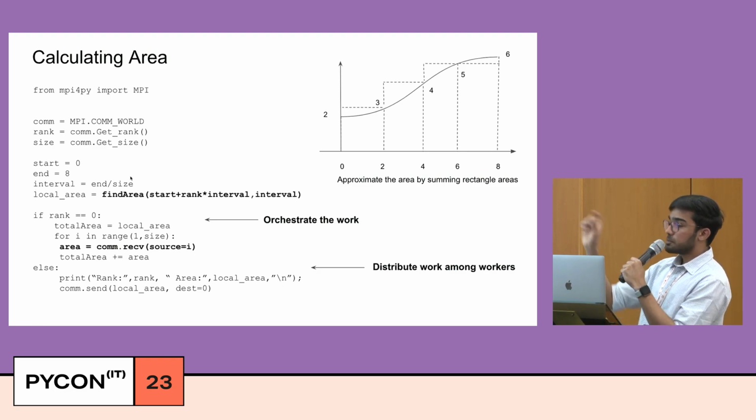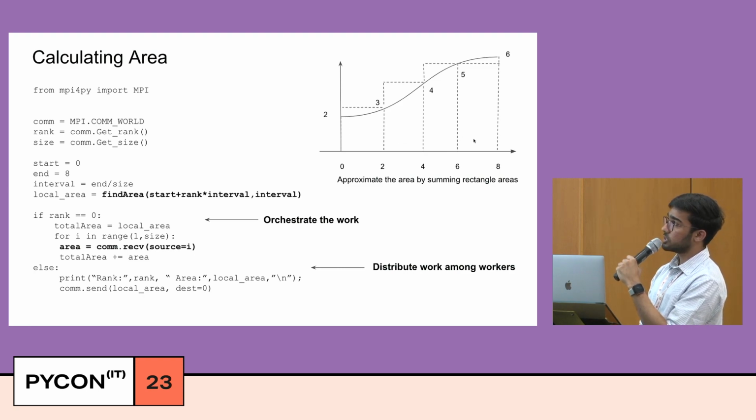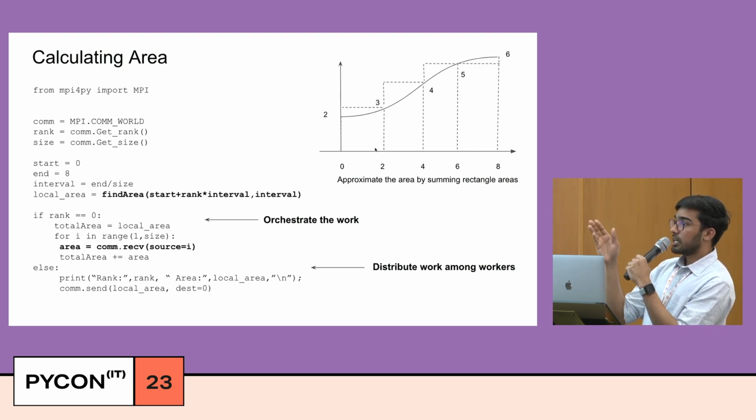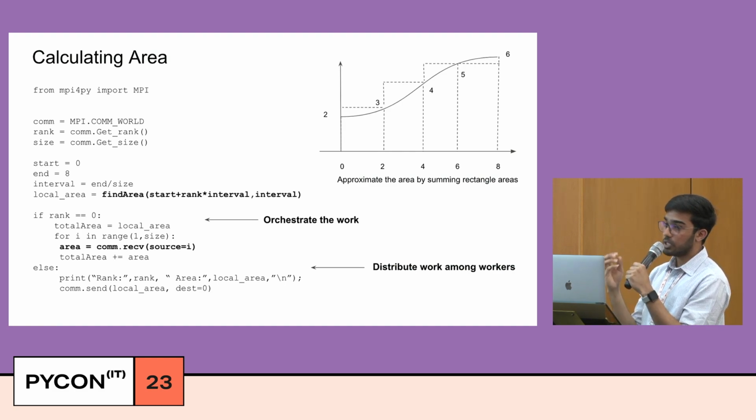Each process would get an interval of 2. That is, process 1 would calculate the area of this rectangle, process 2 for this, process 3 for this, process 4 for this. So find area is a method which we assume, given the start coordinate and the end coordinate, can compute the area under this curve. In this case, it's just a rectangle. But imagine if this were some weird shape, and you would need more computation to do that. So this find area method would calculate the area.